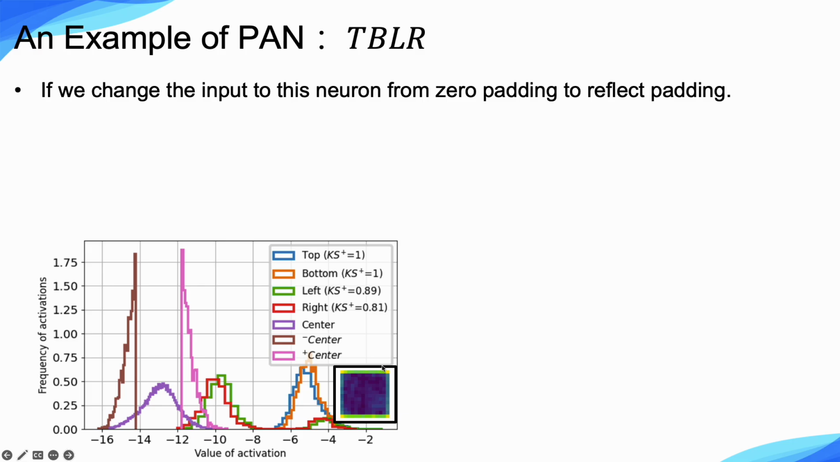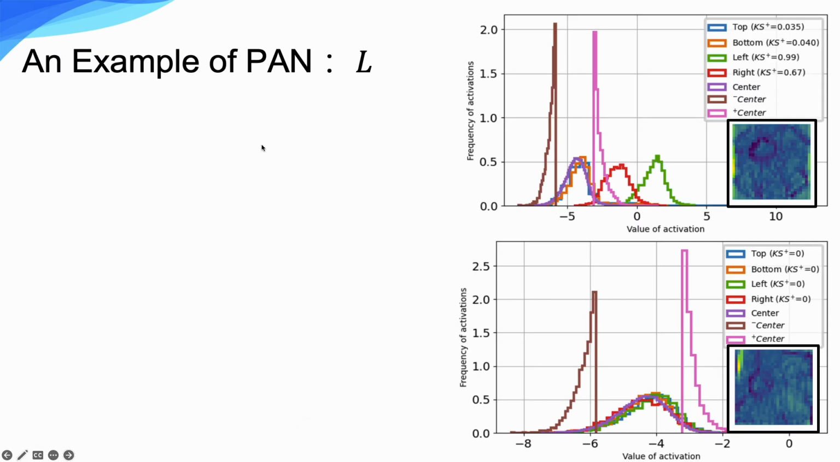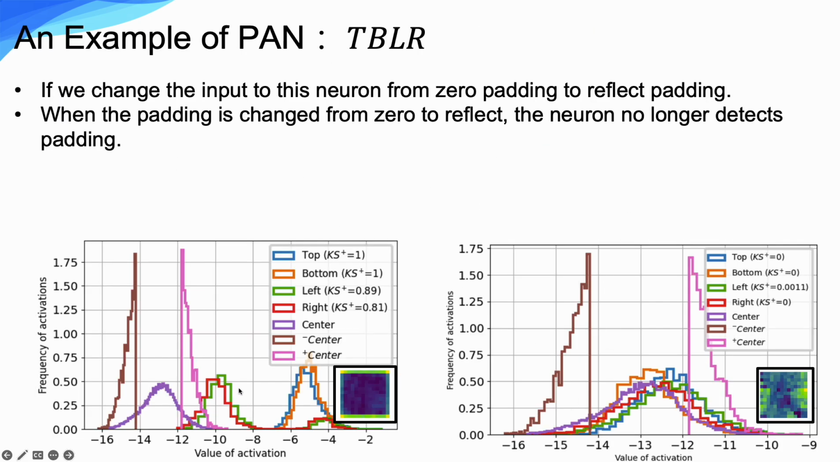And if we change the input of this neuron from zero padding to reflect padding, the neuron no longer detects padding. You can see the top, bottom, left, and right distributions become aligned with the rest of the distribution if we change the zero padding to reflect padding, and the border of the feature map will not have the obvious value.